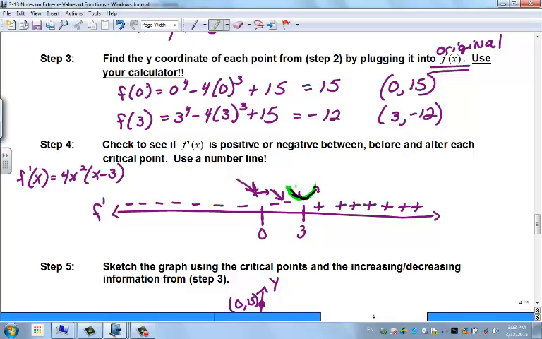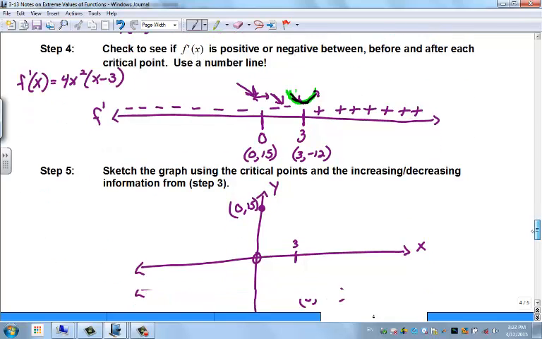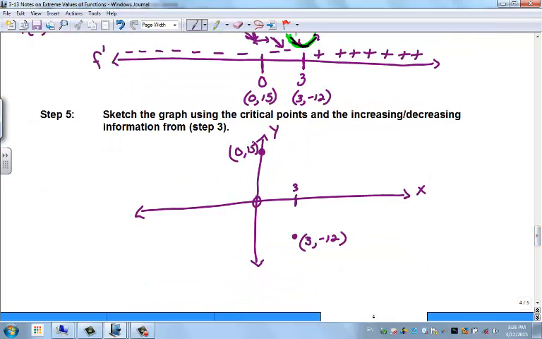Okay, so this is the point 0, 15. This is the point 3, negative 12. Right? So at 0, 15, I have a plateau. At 3, negative 12, I have a minimum. So I can draw those in right now.